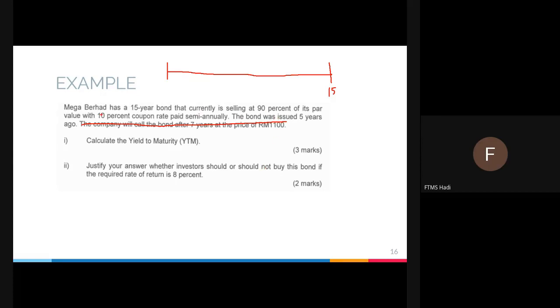And the bond was issued 5 years ago, which is the company will start investing from the year 5. So from year 0 until year 5 does not count any return at all, because the 5 years is already passed. So the N here is the difference between the maturity date and the year they started, which is 15 minus 5, which is equal to 10 years. Please take note of this one.